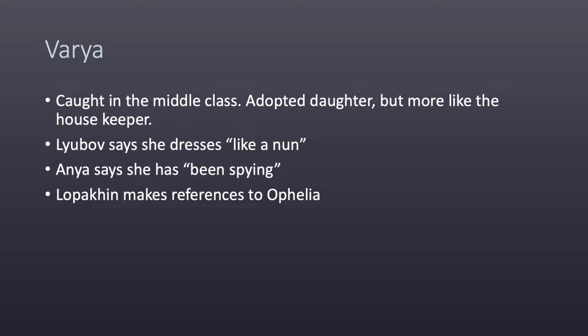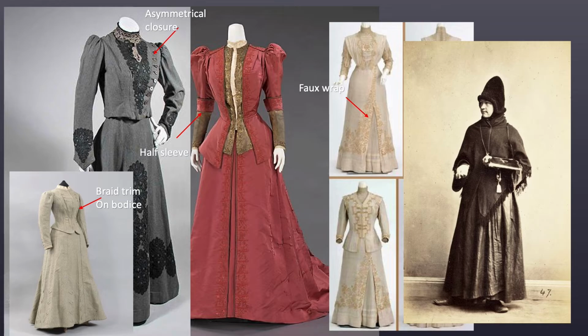Varia is caught in the middle class. She's an adopted daughter, but they treat her more like the housekeeper. Lyubov says that Varia dresses like a nun, and Anya accuses her of spying. Lopakin makes reference in this scene to Ophelia. So I wanted to create this sort of look of a nun, but also the housekeeper, but also to show her sort of midland status.